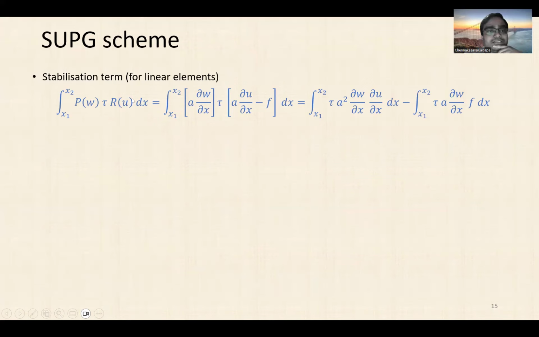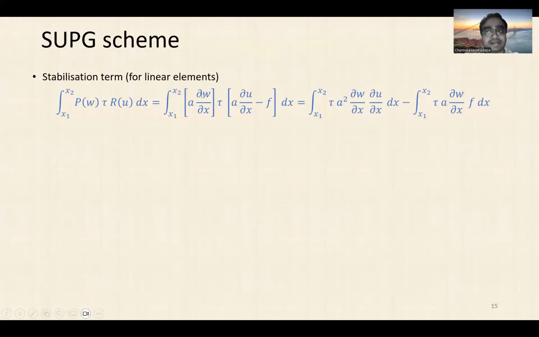Element-wise, we know the integral is from x1 to x2, P of W tau R U dx. P of W is A dou W by dou x times tau, and R U is A dou U by dou x minus F. Since we are going to use linear elements, we are ignoring the second derivative in the PDE as well. Note here that we are not going to use integration by parts to transfer the derivatives. We did that in the original weak form.